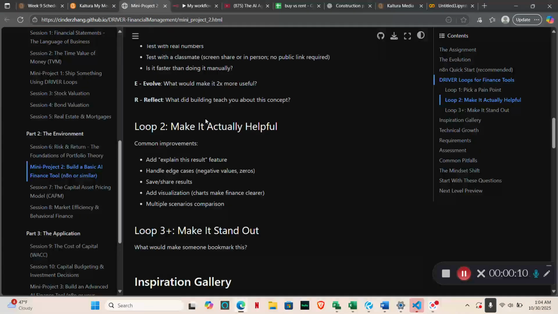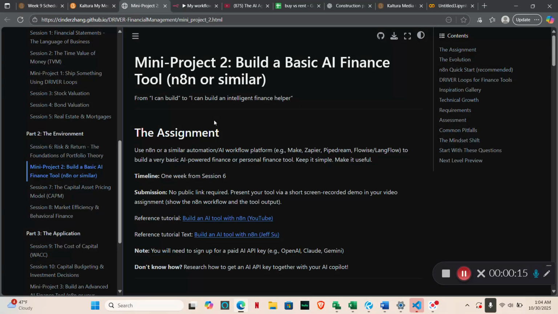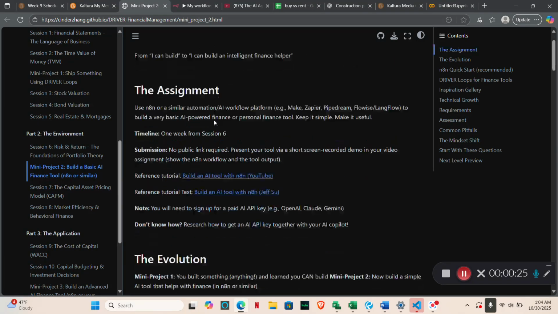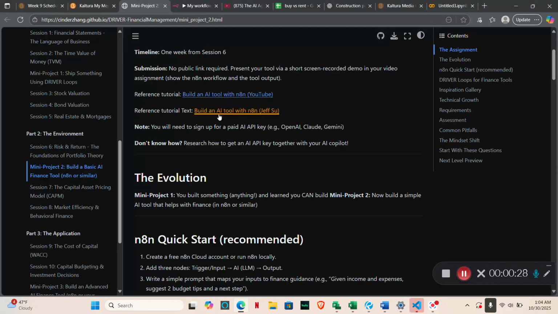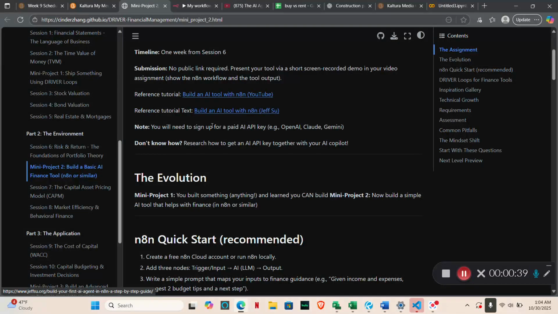This week we will be working on conducting an AI workflow platform using basic AI-powered personal finance tools. We want to keep it simple and make it useful at the same time. So what I did was I built an AI tool with the N8N workflow using this video, and learned I can build an AI tool that helps with finance.